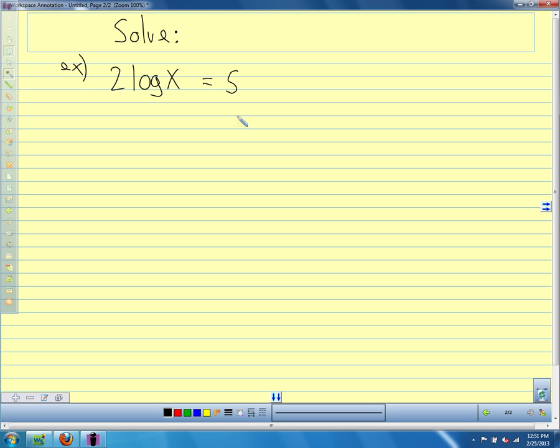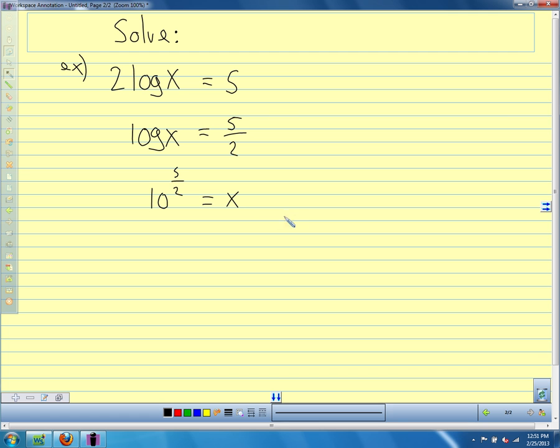We're just going to get our logarithm on one side of the equation. So I divide both sides by 2. So I get log x equals 5 halves. And now I'm going to rewrite in exponential form. So when I don't have a base here, what's our base? 10. So how am I going to rewrite this in exponential form? 10 to the 5 halves equals x.